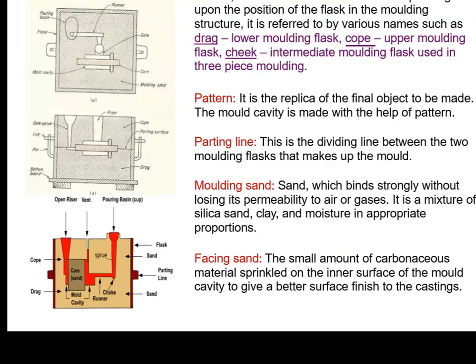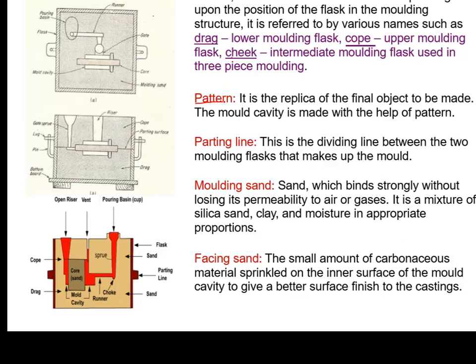The important casting terms are the flask, a metal or wood frame without fixed top or bottom, in which the mold is formed. Depending upon the position of the flask in the molding structure, it is referred to by various names such as drag, which is the lower molding flask, and cope, which is the upper molding flask. Sometimes we also use the cheek, an intermediate molding flask used in three-piece molding. This is two-piece molding. In three-piece molding, we use the cheek box also. It is the same type of box, but it is at the center, which is why it has a different name, cheek.